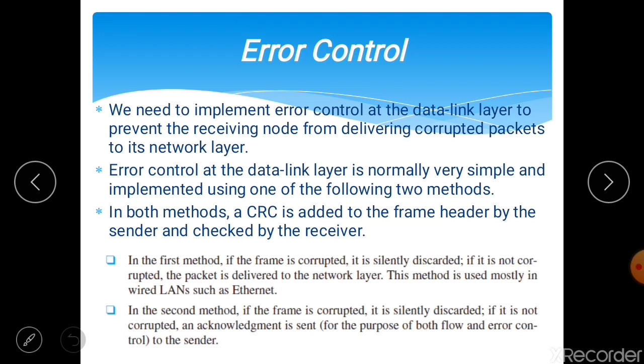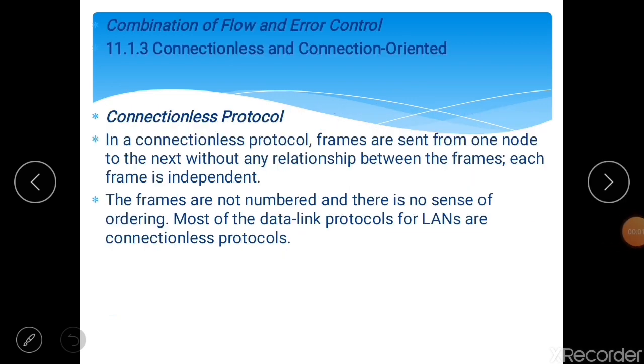In the second method, if the frame is corrupted, it is silently discarded. If it is not corrupted, an acknowledgement is sent to the sender. This is for the purpose of both flow control and error control. Flow and error control can be combined. In a simple situation, the acknowledgement that is sent for flow control can also be used for error control to tell the sender the packet has arrived uncorrupted. The lack of acknowledgement means that there is a problem in the sent frame.